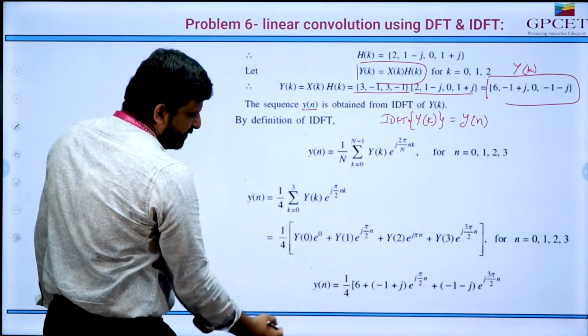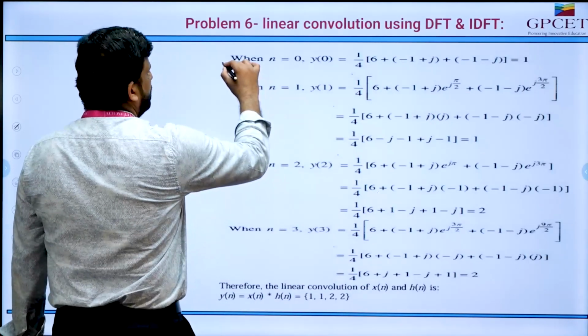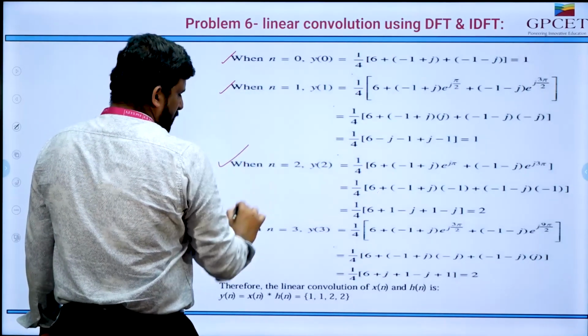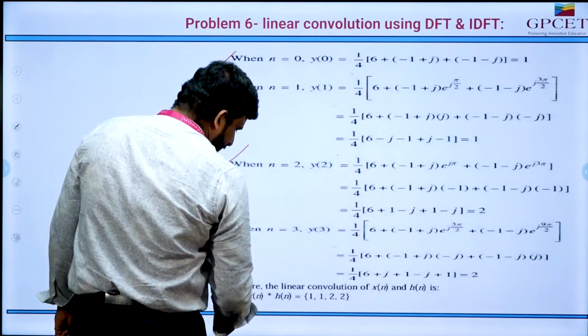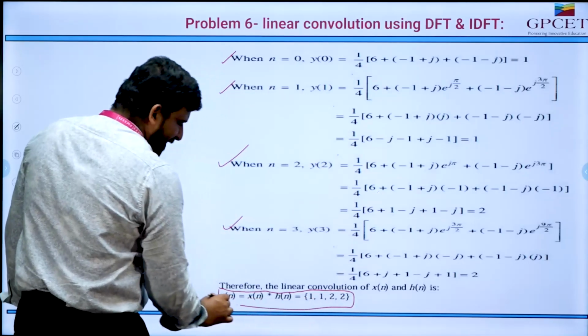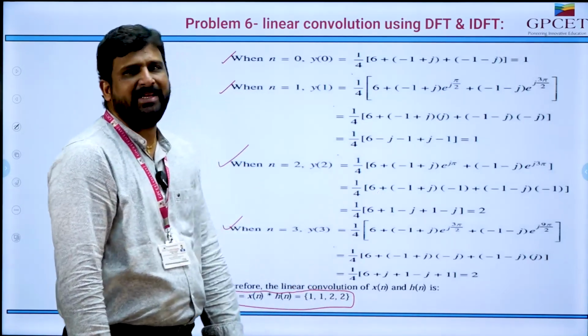I have expanded the equation and after expanding, for n is equal to 0, I will get one value, then for n is equal to 1, n is equal to 2 and n is equal to 3. Totally, y of k is converted into y of n, which is nothing but x of n convolved with h of n, that is 1, 1, 2, 2 is the finalized answer.